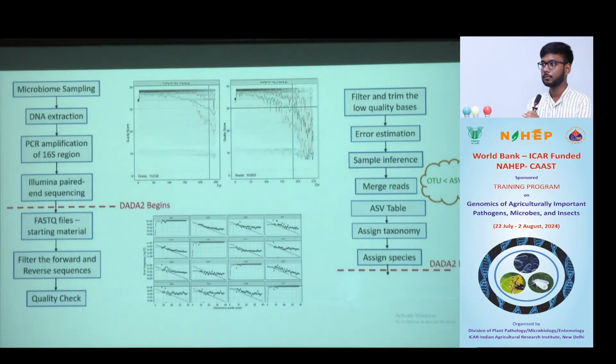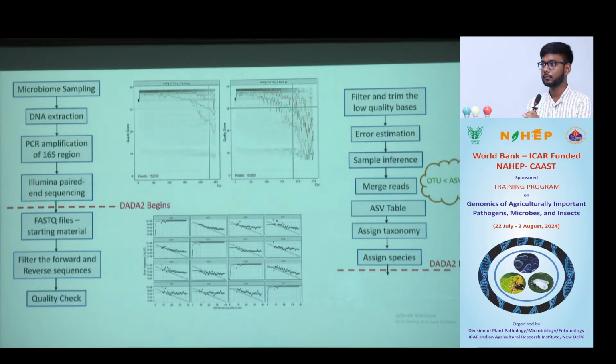After error estimation, we will do sample inference. What is sample inference? Out of those millions of reads, it will tell what the true, unique sequences are. After that, we will merge both the forward and reverse reads. After merging, we construct an ASV table, that is, amplicon sequence variant.